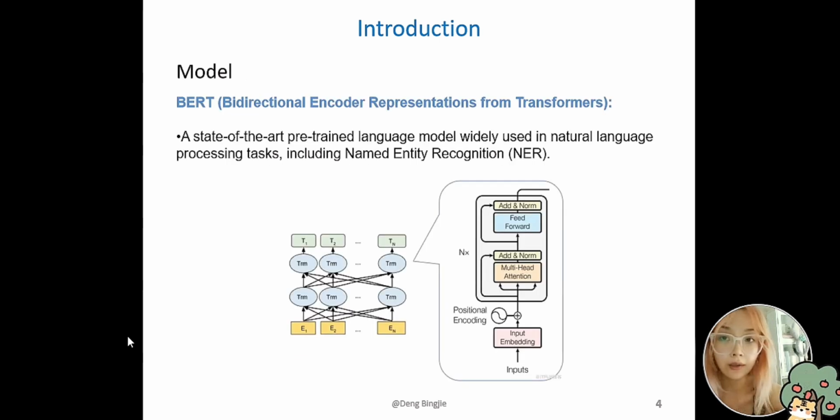This project uses BERT to recognize people's names and addresses in sentences. BERT, B-E-R-T, Bidirectional Encoder Representations from Transformers, is a leading pre-trained language model that is widely used in natural language processing tasks, including named entity recognition (NER).